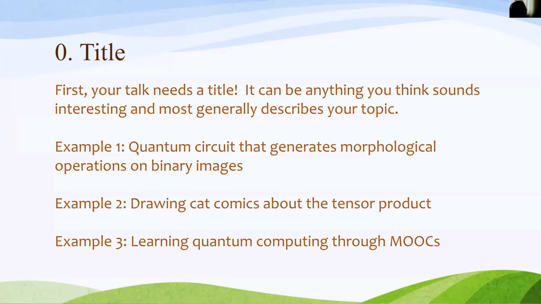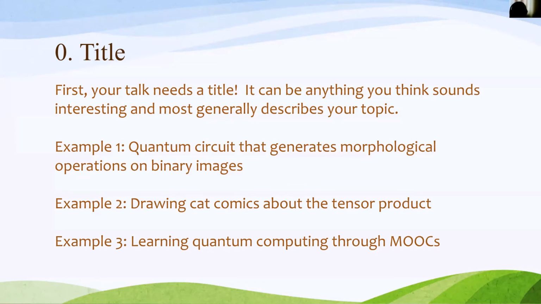In this case, we had 3 examples, all in the quantum topic. The first one is more professional or research: quantum circuit that generates morphological operation on binary image. In this case, we need to remark the purpose or the original, or identify the most important thing. In the morphological operation, we need to identify what kind of thing we do. In this case, quantum circuits.